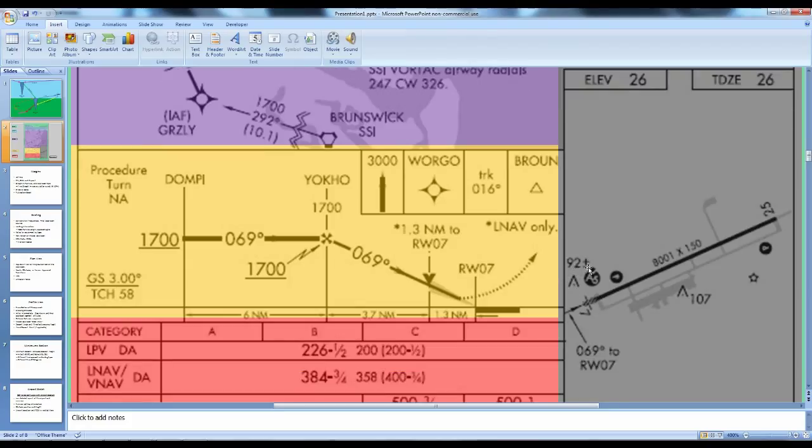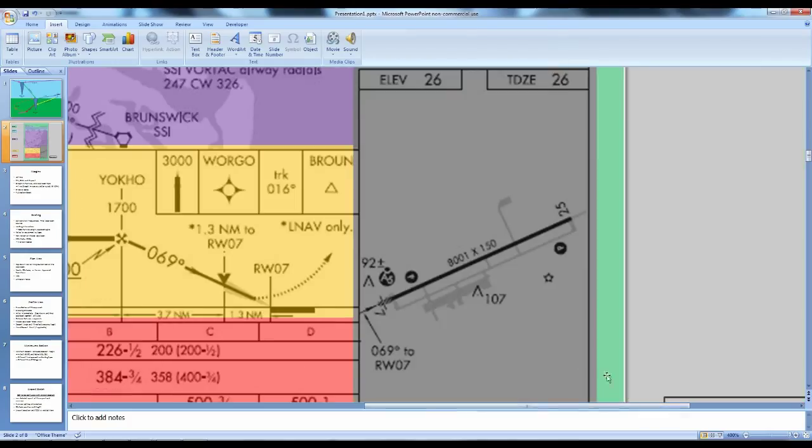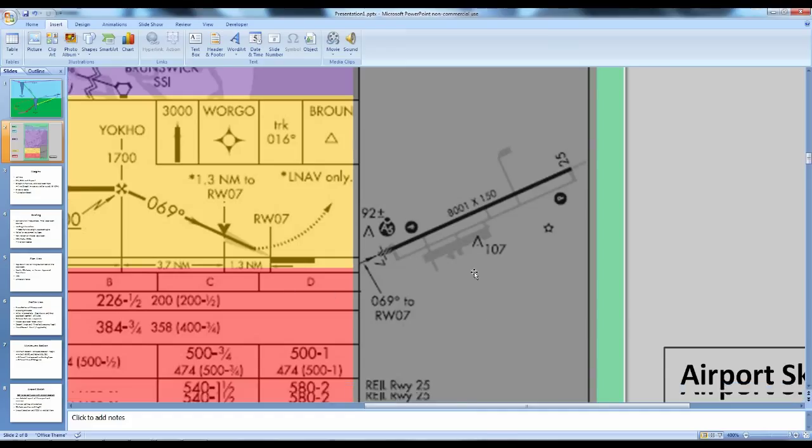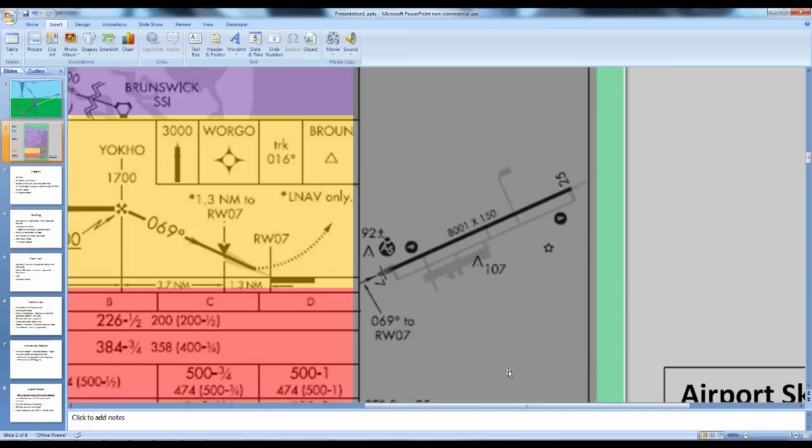Can't really see it unless I zoom in, but if you note this 92 with a plus or minus symbol next to it, that, again, just like on en route and SIDs and STARs, that means the measured height of that obstacle is a guess. It may be higher or lower. It's not measured, actually. It's just an estimate of how high that obstacle is. So when we're coming into runway 7, we need to note there is a possibly 92 feet obstacle here. So possible meaning it could be higher or lower. It could be 100 feet. It could be 80 feet. We don't know. But it is around 92 feet is what they're saying.